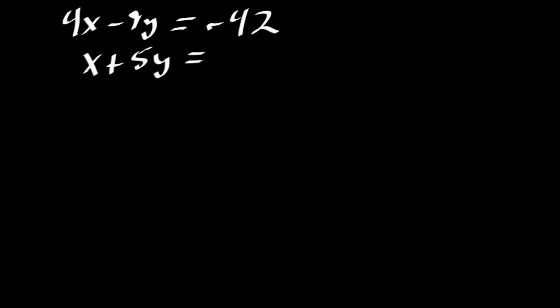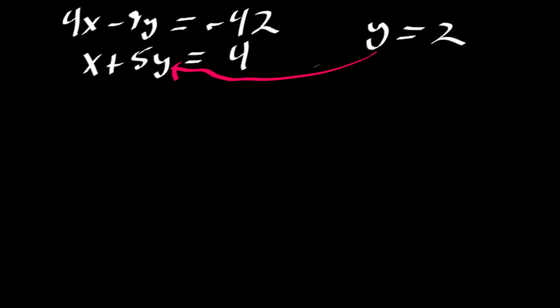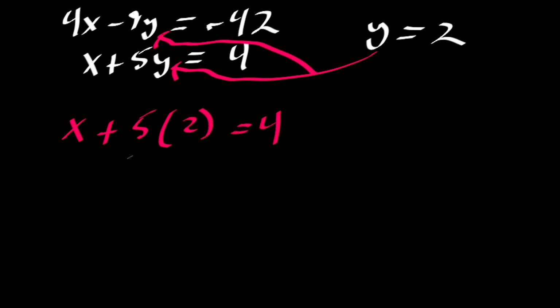4x minus 9y equals -42. And then our original equation was x plus 5y equals 4. But we just found y is equal to 2, so now we're going to plug that back into one of the original problems for y, and I'm going to choose the bottom. So x plus 5 times 2 equals 4.